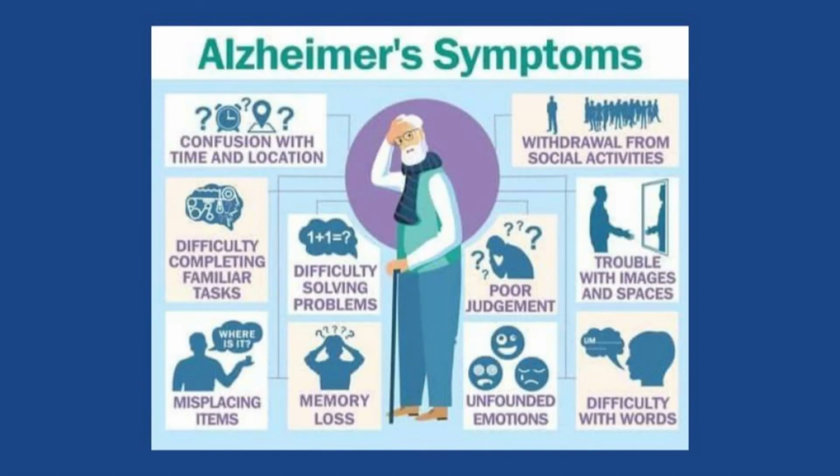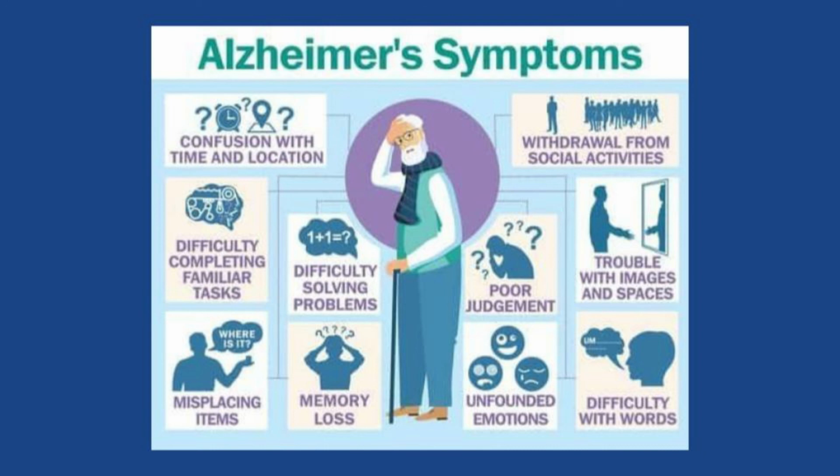And as you can see, there are so many overlaps in symptoms between this preclinical stage and early stages. So there can be confusion with time and location. There can be difficulty completing familiar tasks, misplacing items, difficulty solving problems, memory loss, poor judgment, withdrawal from social activities, trouble with images and spaces, unfounded emotions, and difficulty with words. So let's get into the specific stages of Alzheimer's.